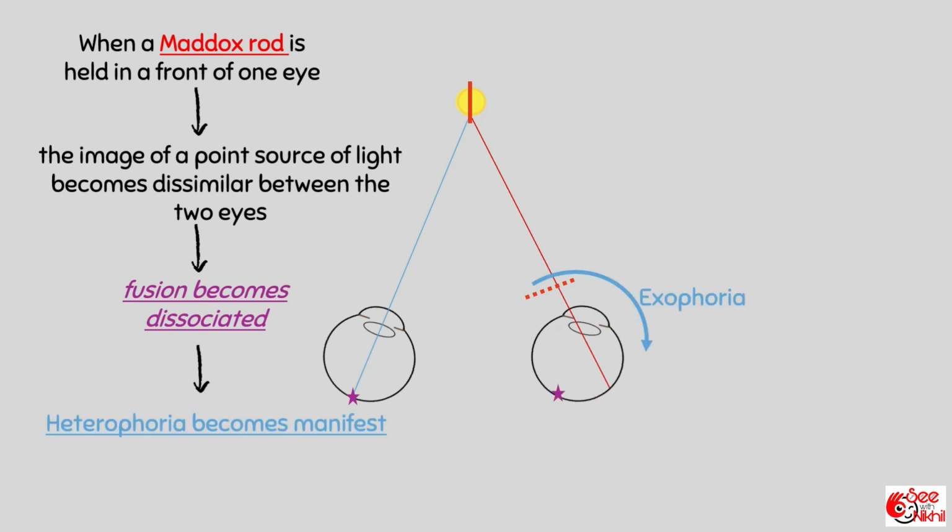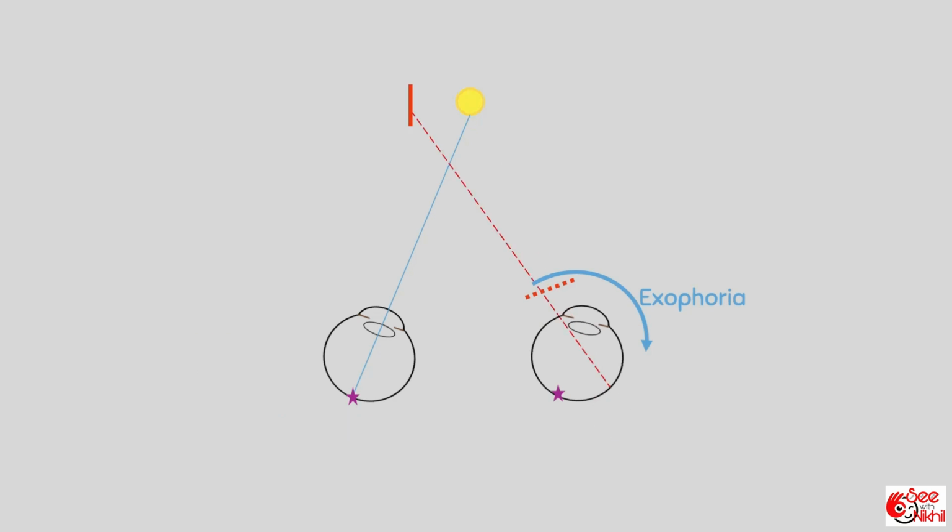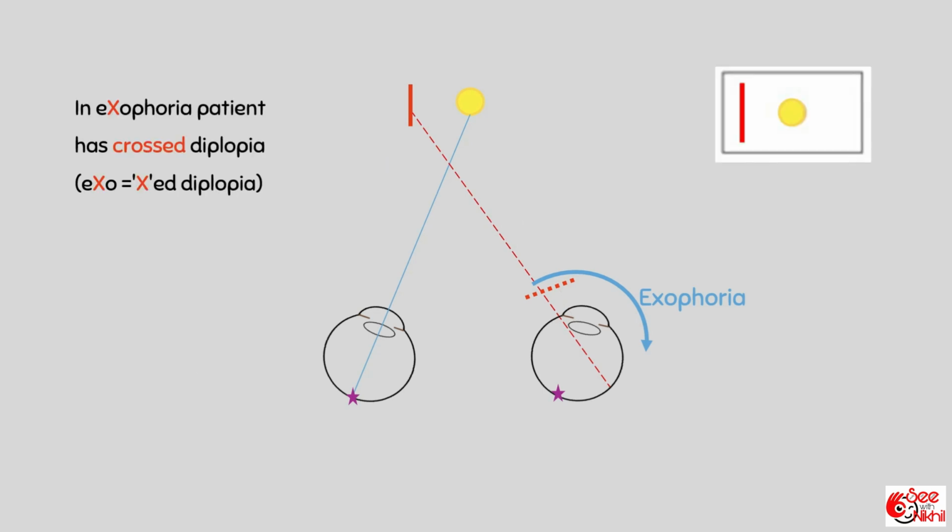So in a patient with exophoria, light will now fall on the retina on a point that is more temporal to the fovea. So the image will be seen as being more nasal, and thus patient will have crossed diplopia. So in exophoria, there is crossed diplopia.